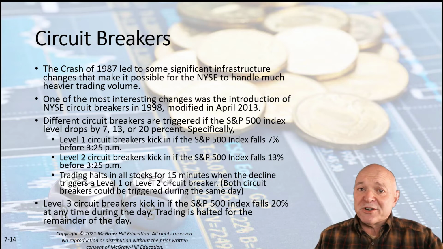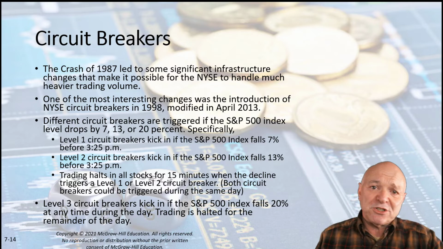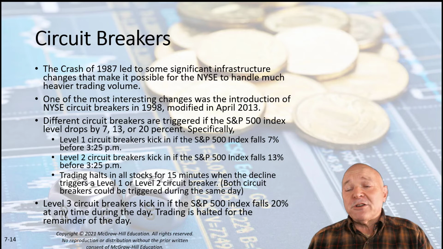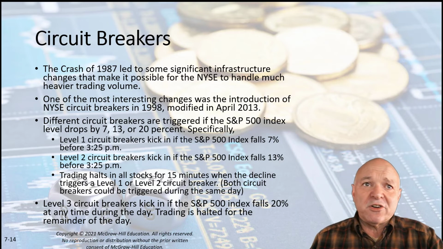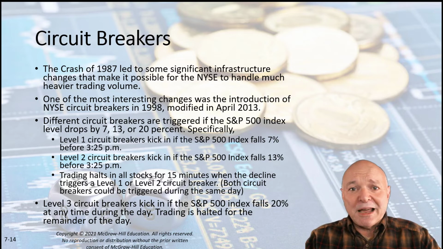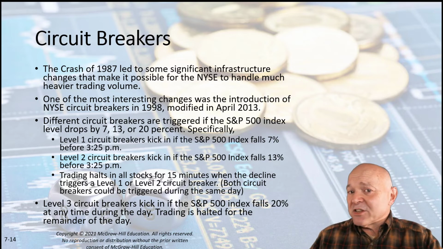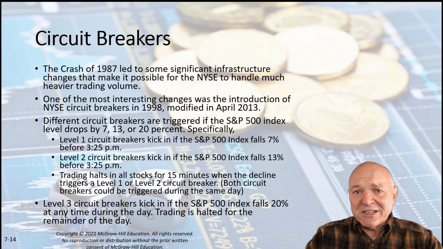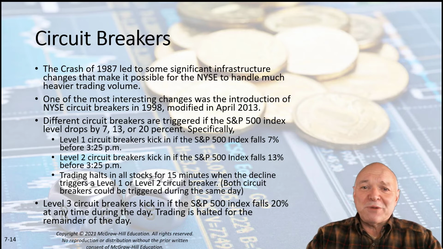Level 3 circuit breakers happen when the market falls by 20% during any particular trading period, and trading is halted for the rest of the day. It can also apply to a particular stock or the entire index. Now, this is designed to stop the kind of collapse that we saw in 1987 and the smaller one that we saw in 2013. In fact, the one in 2013 is still being investigated and may actually still lead to some charges being made because of one particular firm's misdeeds.